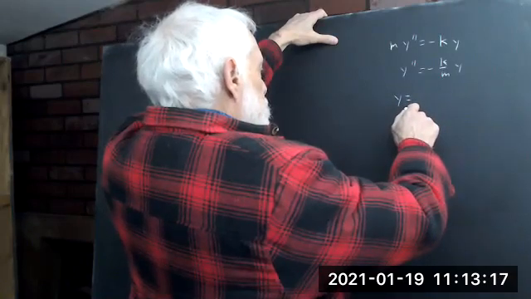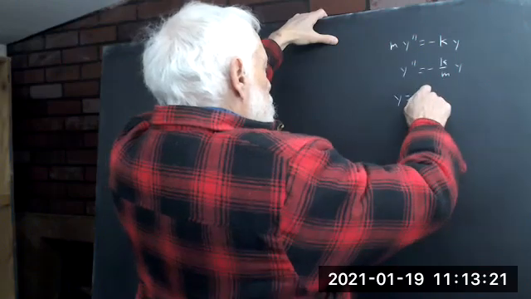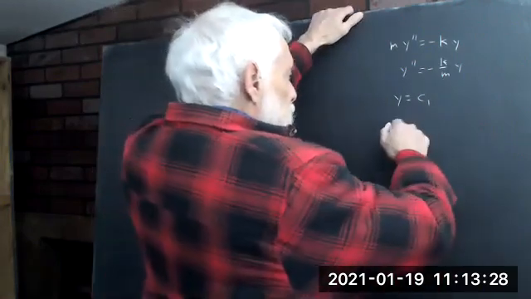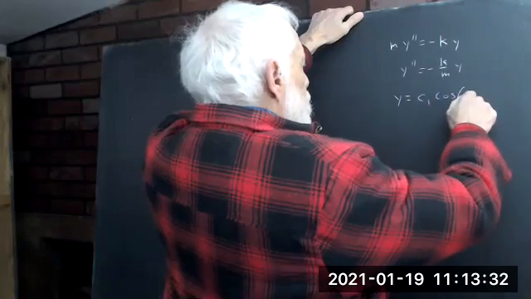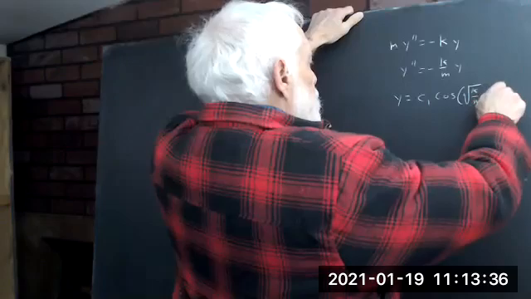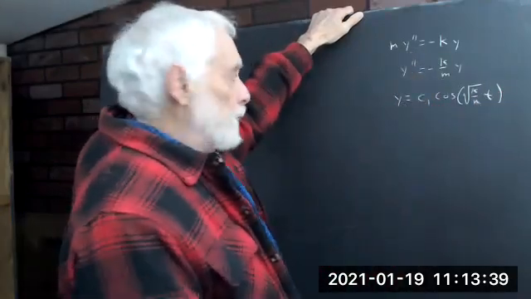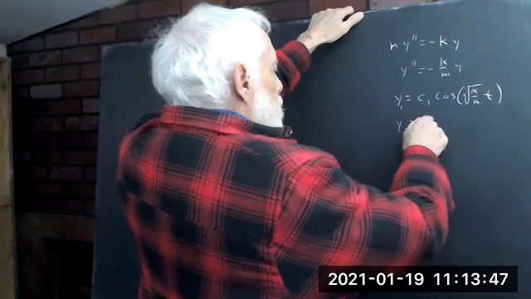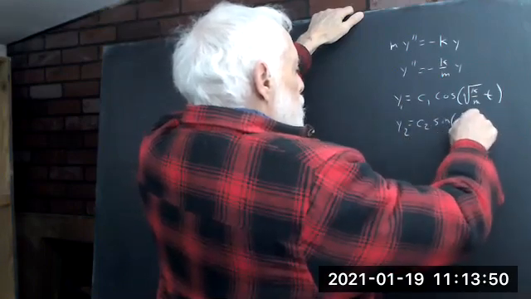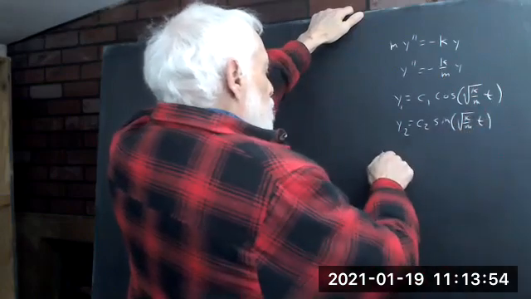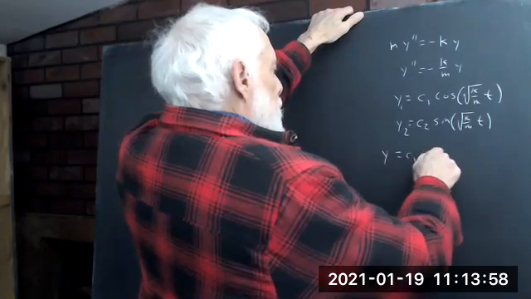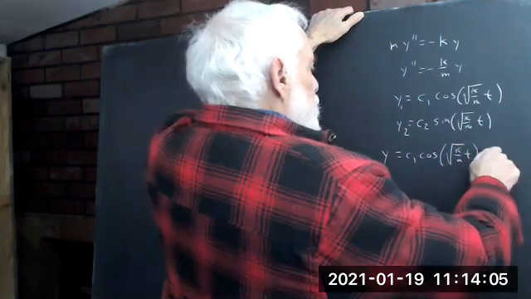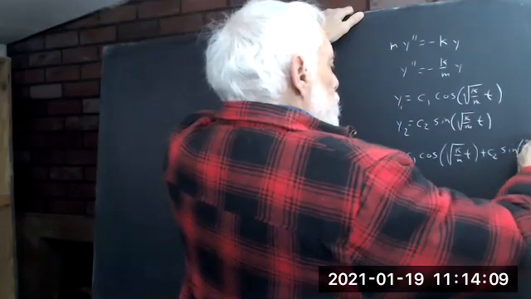equal, I'll use C1 because that's more consistent with the way your text does it, C1 cosine of the square root of k over m t, where the derivative is understood to be derivative with respect to t. And that's one solution. Another solution could be C2 sine of the square root of k over m t. And y in general equals C1 cosine of the square root of k over m t plus C2 sine of the square root of k over m t.